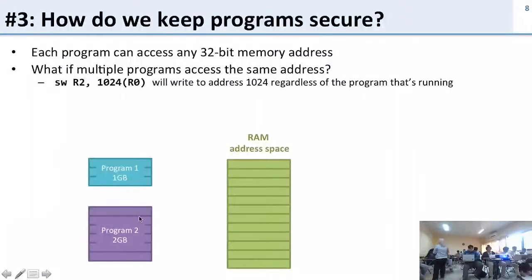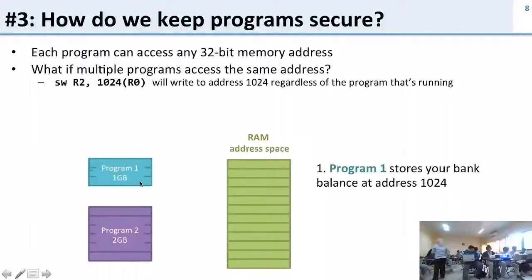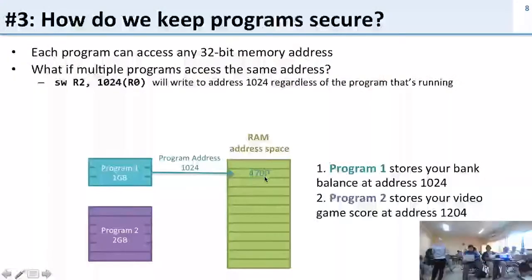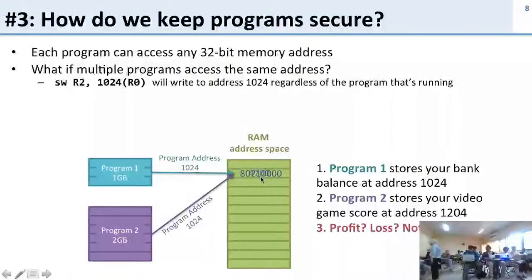So here's one program, here's another program. Program 1 is storing my bank balance. It's going to store my bank balance at address 1024, and here it is. So it's written my bank balance into memory. Now program 2 is going to store my video game score, and it's going to store it to address 1024 as well. So here I've run 2 programs, both of which are writing to address 1024, and they've overwritten each other. So what happens here?